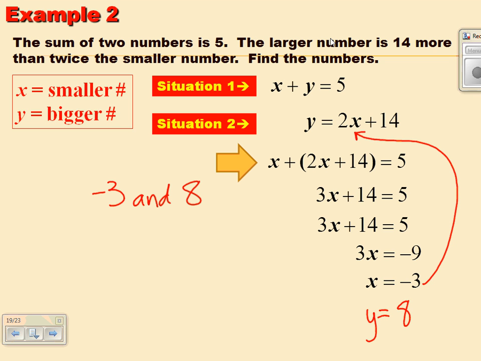If you multiply the smaller one by 2 and add it to 14, you get 8. So these are your 2 answers.